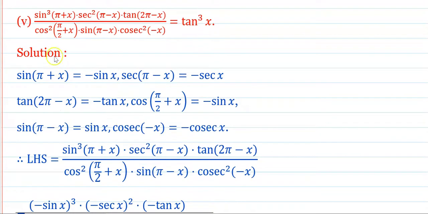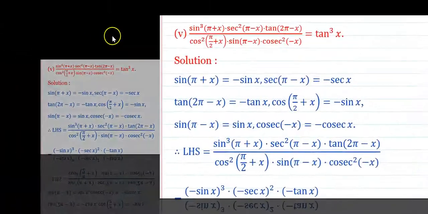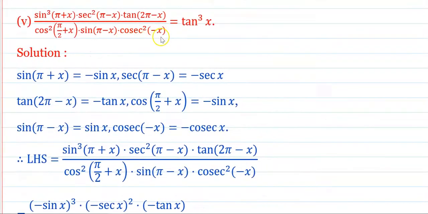Okay, now the next. Sine cube pi plus x into sec square pi minus x into tan of 2 pi minus x upon cos square pi by 2 plus x sine of pi minus x into cosec square minus x is equal to tan cube x. Okay. Now sine of pi plus x, it is in the third quadrant. Pi angle असल्यामुळे function remains as it is and hence it is a minus sign. Sec of pi minus x, it is in the second quadrant. Function remains as it is.